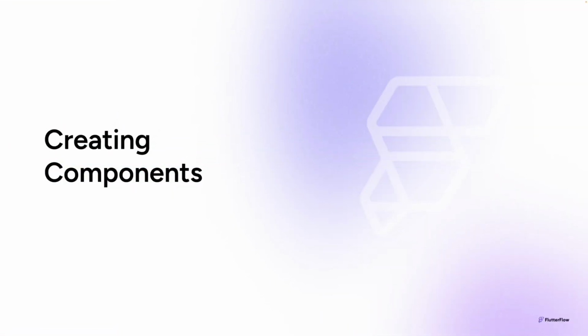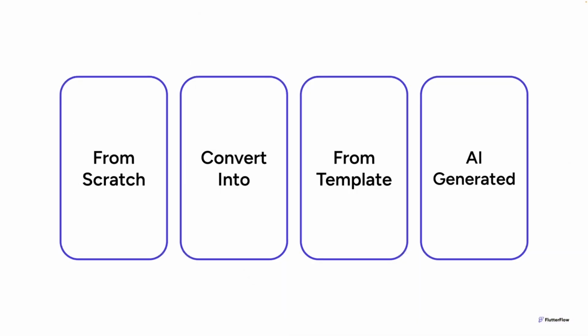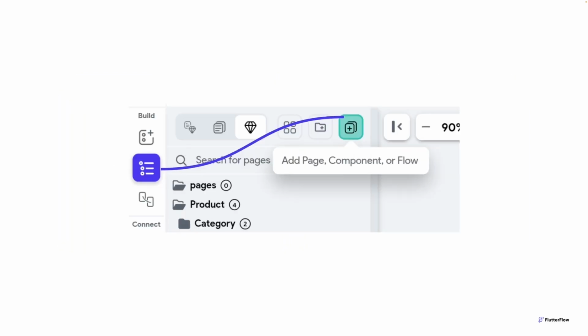In FlutterFlow, you have several options for creating a component. You can create a completely blank component from scratch, or you can convert a set of widgets into a component, or you can use FlutterFlow pre-built templates for components, or even use AI to generate it for you. The component creation is under the page selector tab. As we created the page, we can also do the same for creating a component.